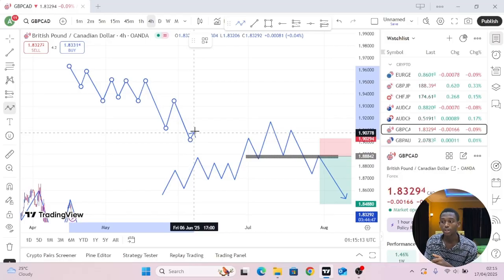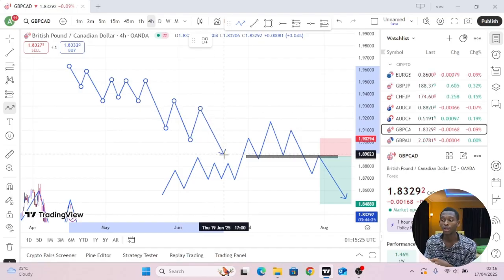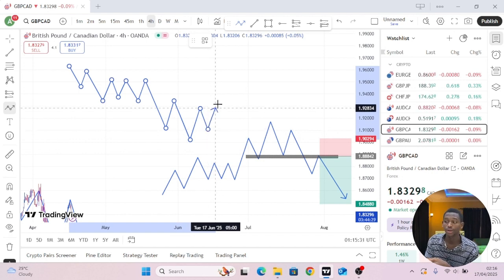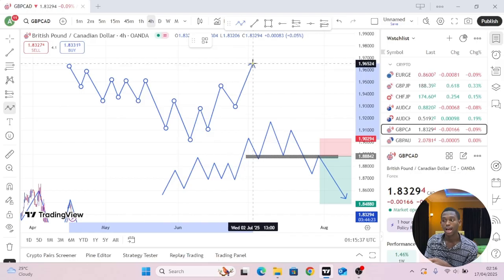Now instead of making a lower high, it dips very well. Yes, this is actually a lower high, but instead of making a lower low, it now makes a higher low. Do you understand? It makes a higher low, and then it makes a higher high, and then it comes back to this zone to retest, and then a shift of structure has automatically happened.